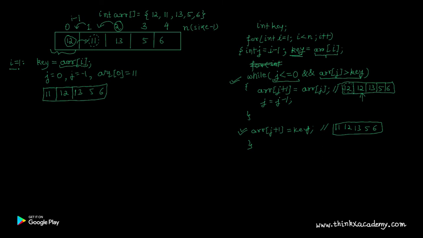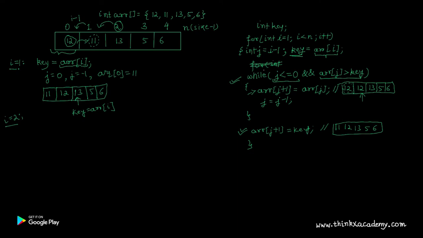Now we are going to pick up the next card, which is 13, and assign it to the key variable. The reason for assigning it to the key variable is that we will lose this value at the i position due to this assignment. That's the main reason we are assigning it to the key variable. So this is the card that we are going to pick. Now we will run this loop. i becomes equal to 2. So now i will be equal to 2.